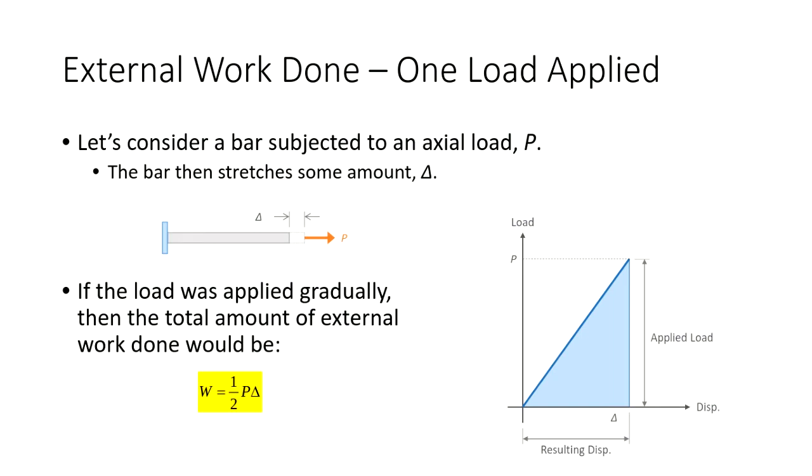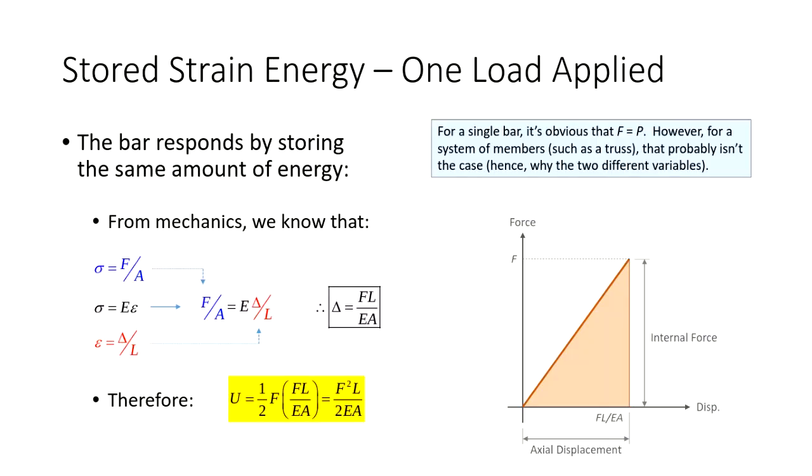I propose that the total amount of work done to the system is going to be the area under that curve, and that's a triangle, so it's 1/2 P times delta. So that's the external work done to the system. Now, what about the internal work done to the system? What happens internally? Well, internally, the bar is going to respond by storing the same amount of energy.